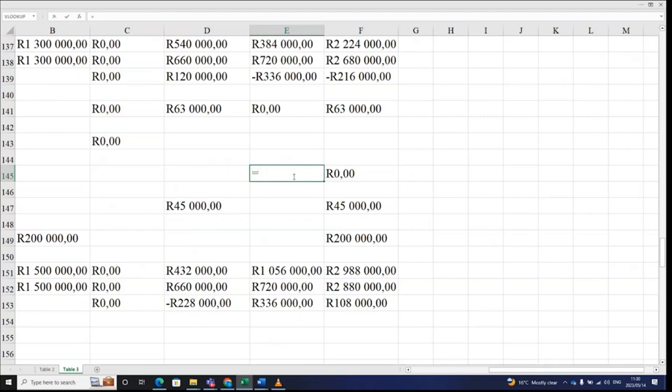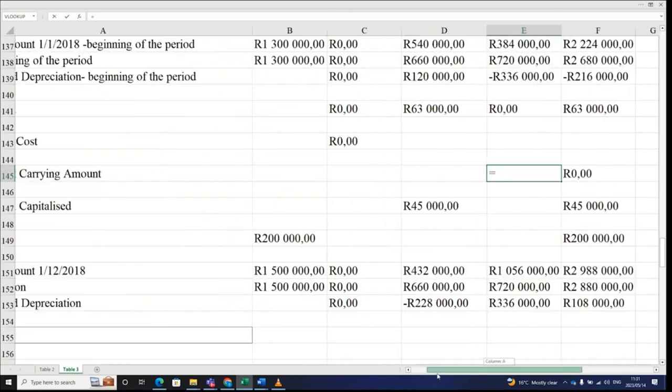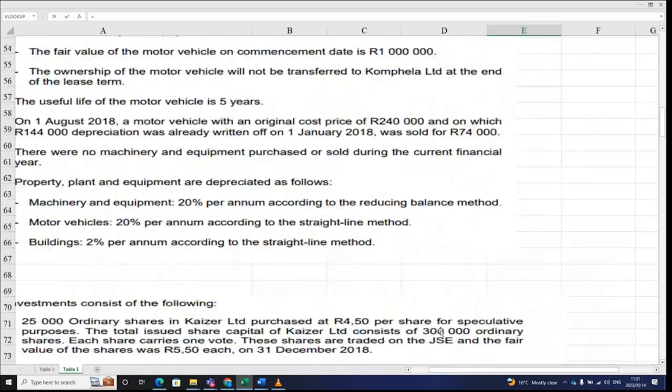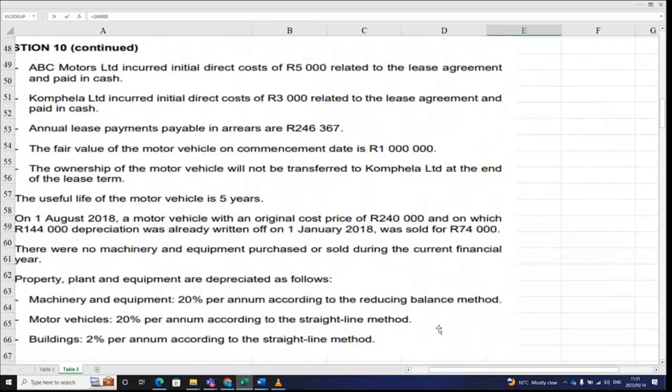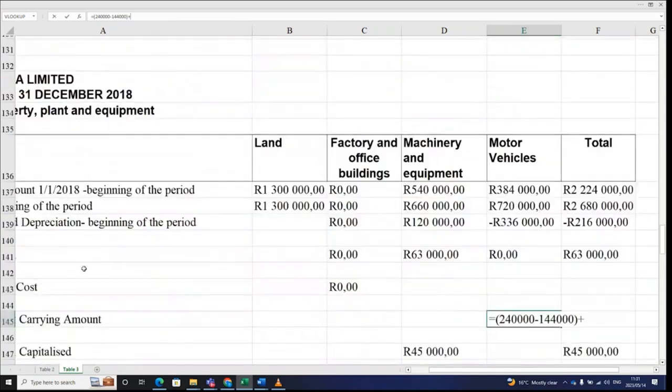All right. We know that the cost of this asset was 240,000. Okay. Then accumulated depreciation was 144,000. Okay. So then motor vehicles are depreciated at 20% per annum according to the reducing balance method. Okay. So now we add, just come here so that you just see the numbers. So that is the 240,000, which is the cost. This is the 144,000, which is accumulated depreciation as at 1 January 2018, beginning of the year, right?